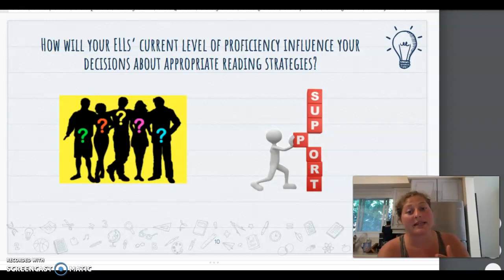Another thing that would influence my appropriate reading strategies would be the level of support that I provide for that group or for that ELL. Maybe some students are good with this collaboration discussion on their own. Maybe some groups need a little bit more teacher support and teacher guidance, prompting what to talk about or what they could discuss. Whereas other groups that maybe are at a higher level can do more of this on their own.